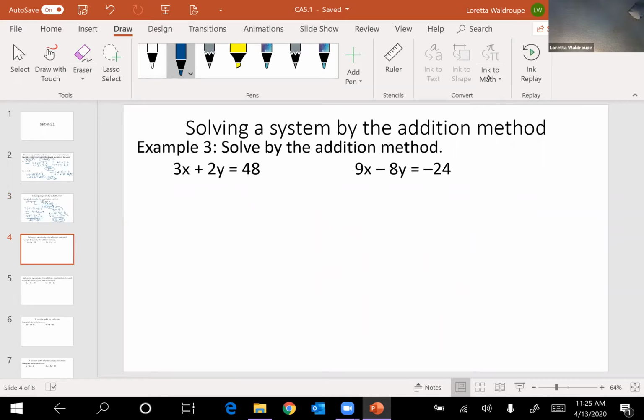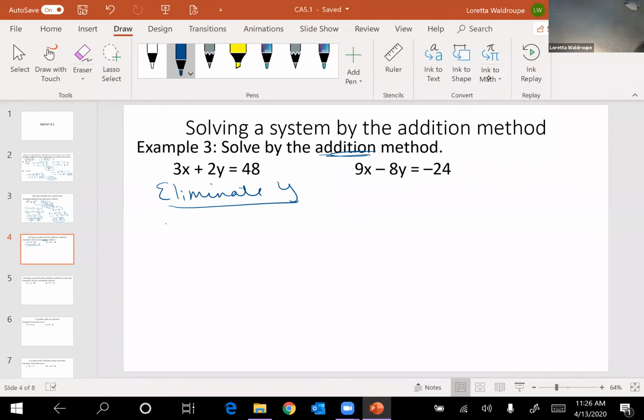Now, this one says to solve using the addition method. I also refer to it as elimination. So when you're doing the addition/elimination method, you pick which variable you want to eliminate. So I'm going to choose y. That's what I want to eliminate. You could have chosen x, and that's okay.